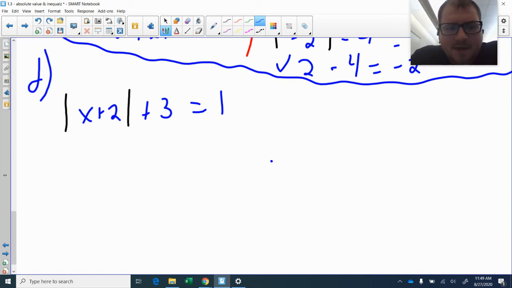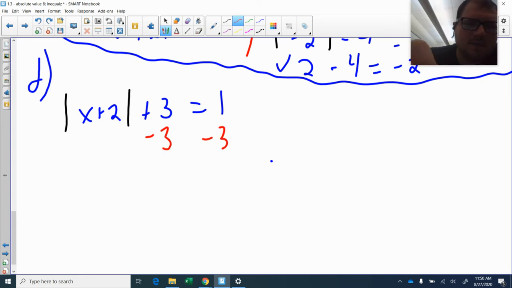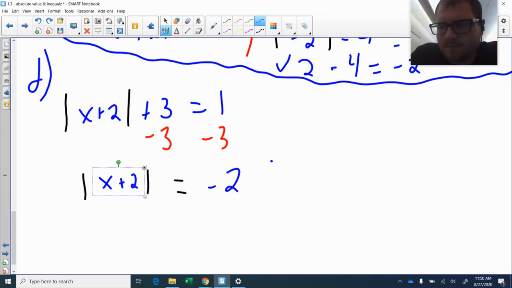We have the absolute value of x plus 2, plus 3 equals 1. So we're going to follow our rules exactly as we're supposed to. I have to get this absolute value by itself. To do that, I'm going to subtract 3 from each side. This would give me the absolute value. The inside is going to stay the same, x plus 2. And then 1 minus 3 is going to be -2.